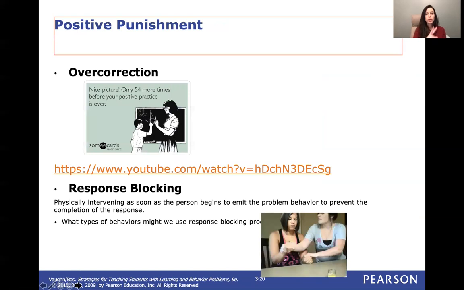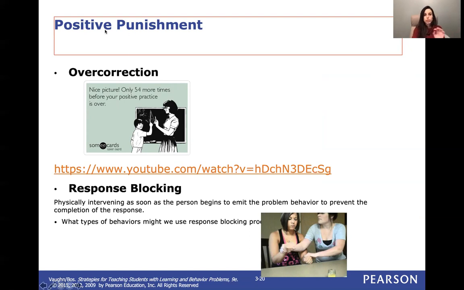Okay, so we've gone through two: positive reinforcement, negative reinforcement. Now we have positive punishment. And once again, these four techniques are ways that you can deal with behaviors in the classroom. You just have to figure out what is most effective for you and what is going to work according to the function of the behavior that is present.